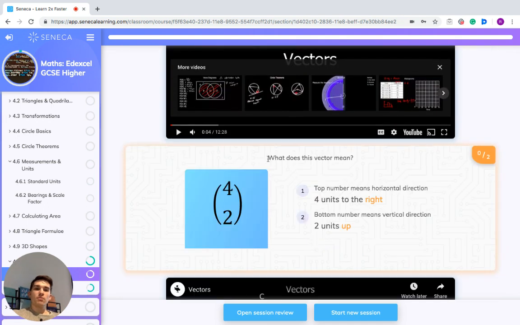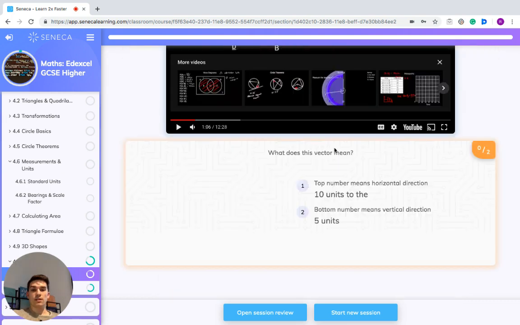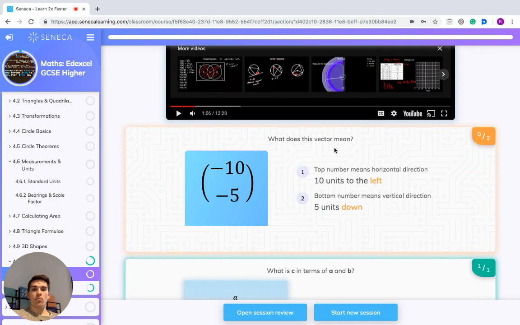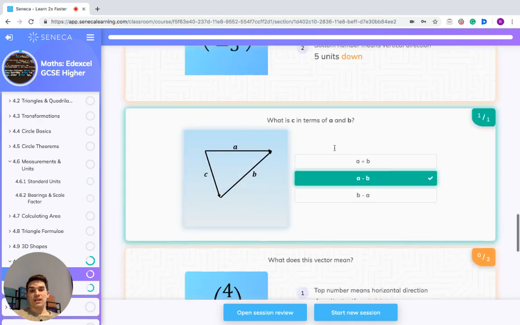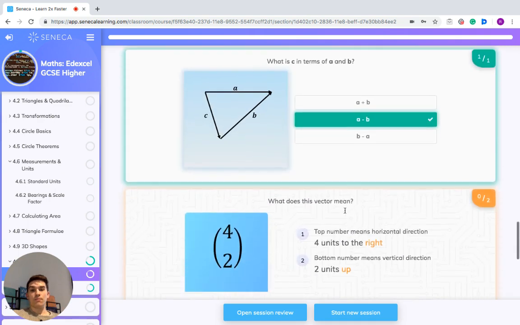Now remember, if we've got a vector that's 4 on the top and 2 on the bottom, we know that it's 4 units to the right and 2 units up. Likewise, -10 on the top, -5 on the bottom. We've got 10 units to the left because it's negative, and 5 units down, again because negative means go down.